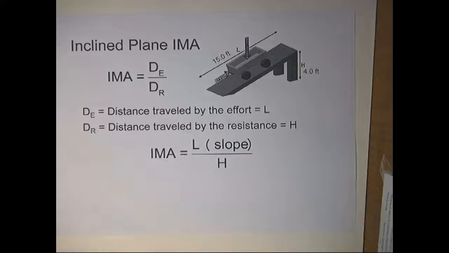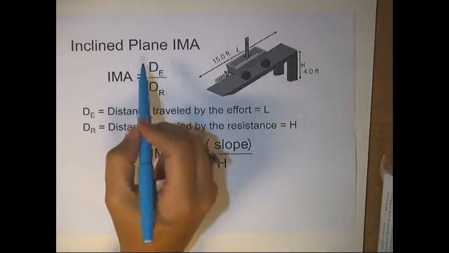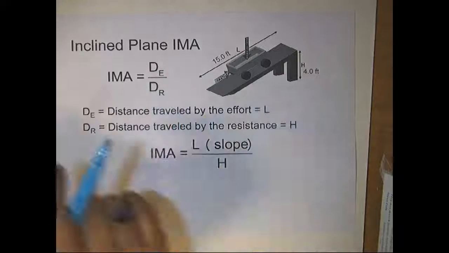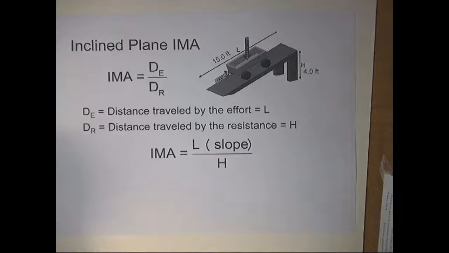Okay, here we are with the inclined plane. And this one, you'll notice, is in your formula chart at the back of your book. And this is the same that we've been seeing, but the tricky part is where's the DE and the DR? Well, it's not really tricky. It's just once you figure it out, then you can kind of see it.